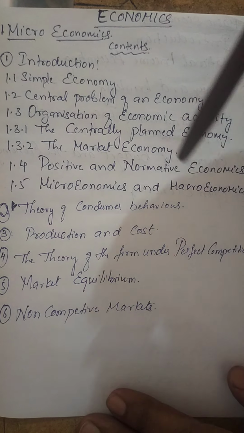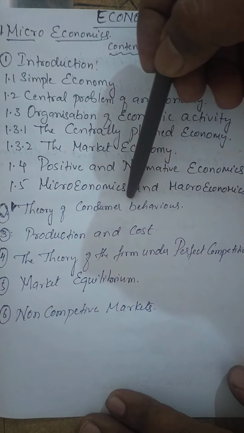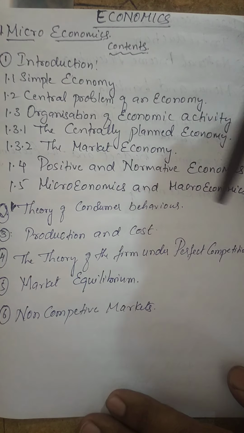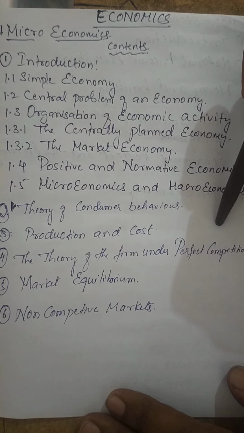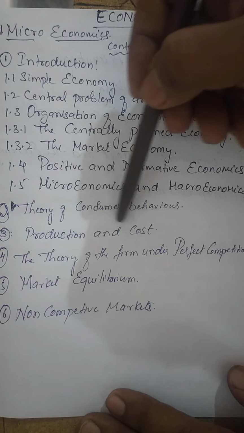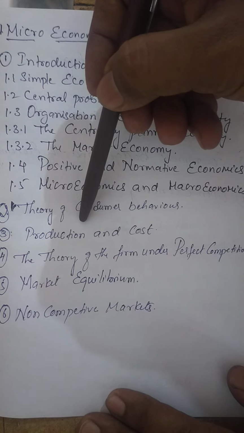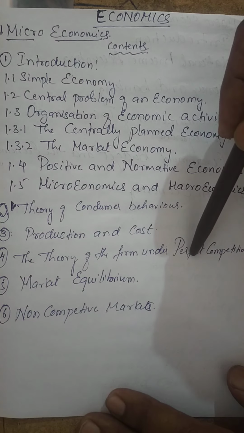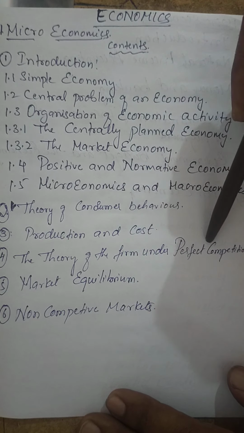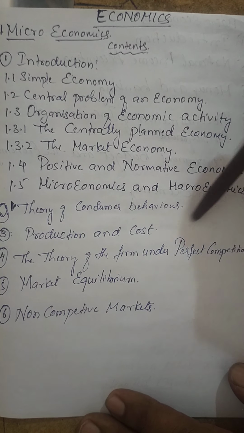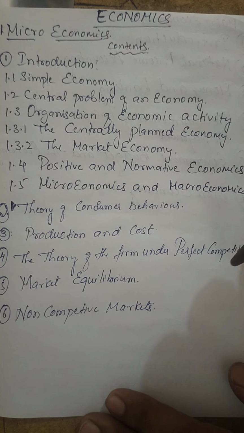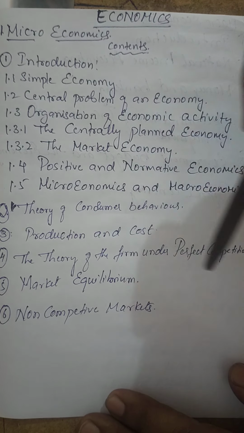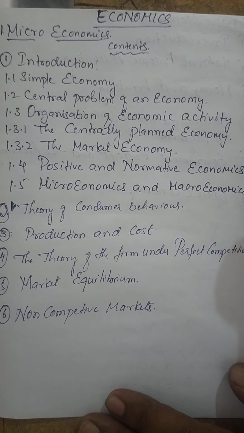The second chapter in microeconomics deals with the theory of consumer behavior, which means how consumers behave in the market. The third chapter deals with production and cost, the cost of production and at what cost the products are placed in the market. And the fourth one is the theory of the firm under perfect competition. If it is a perfectly competitive market, what sort of theory do the producers, whom we call firms, deal with? Such things we discuss in this topic.